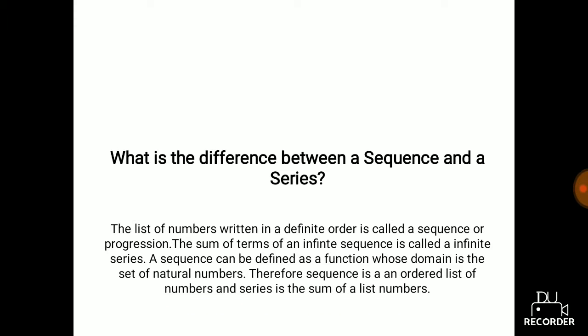Suppose we consider a sequence of natural numbers, that is 1, 2, 3, 4, 5, 6, and so on. This is a sequence. And if we replace the commas by the addition sign, that is 1 plus 2 plus 3 plus 4 plus 5 plus 6 plus 7 and so on, this is a series.